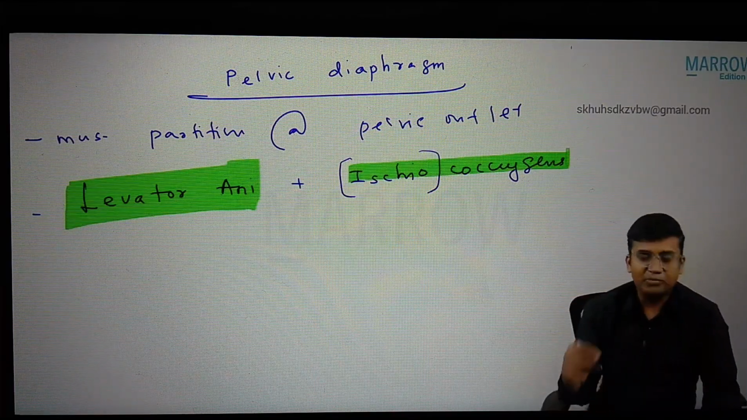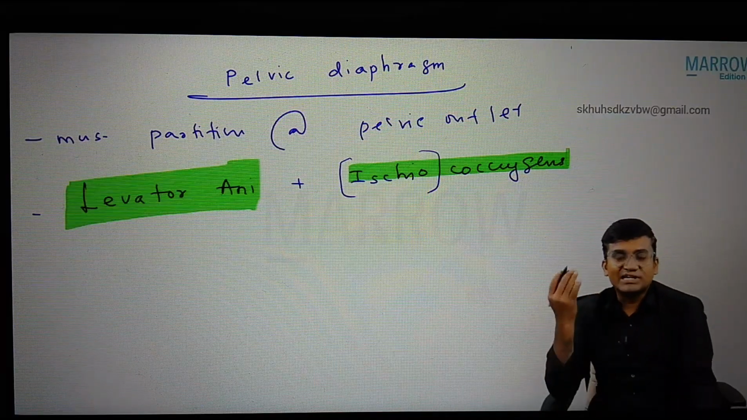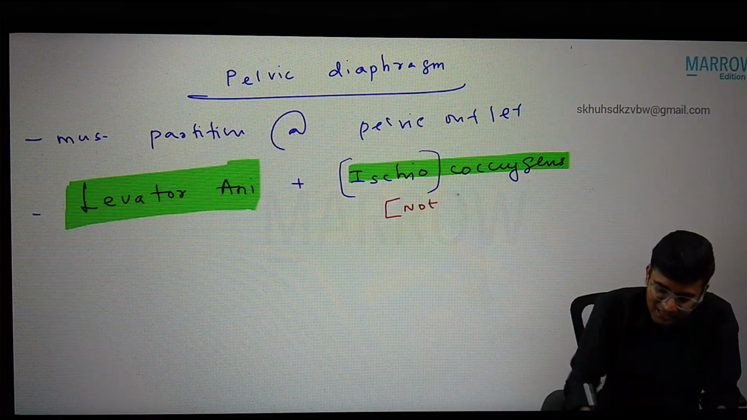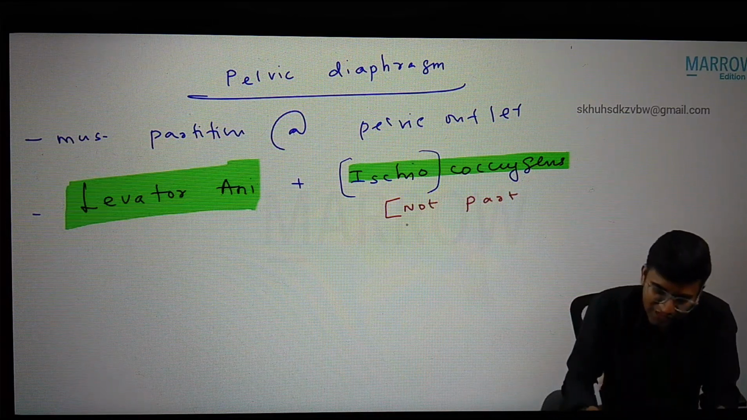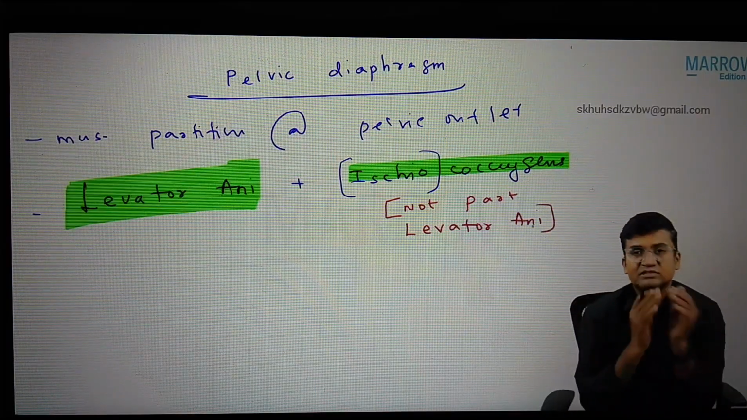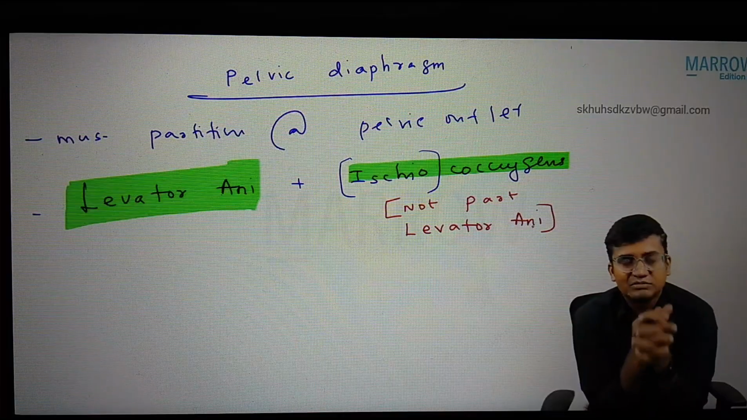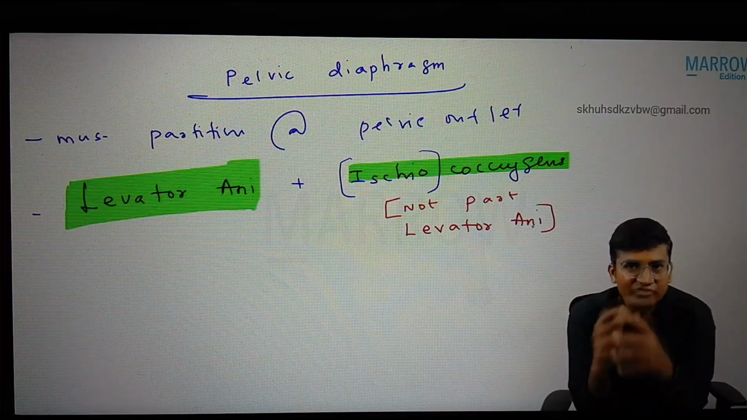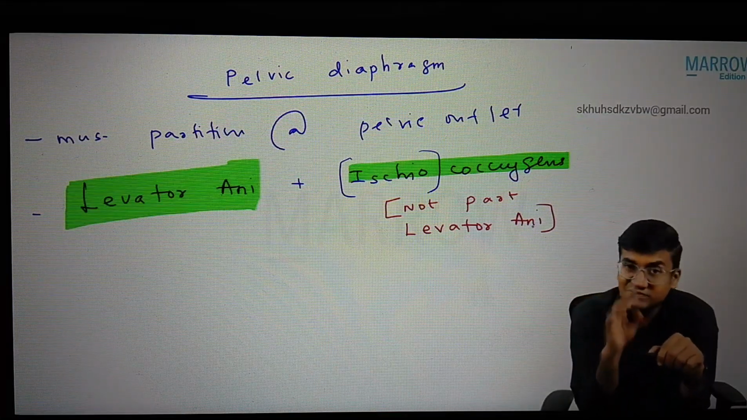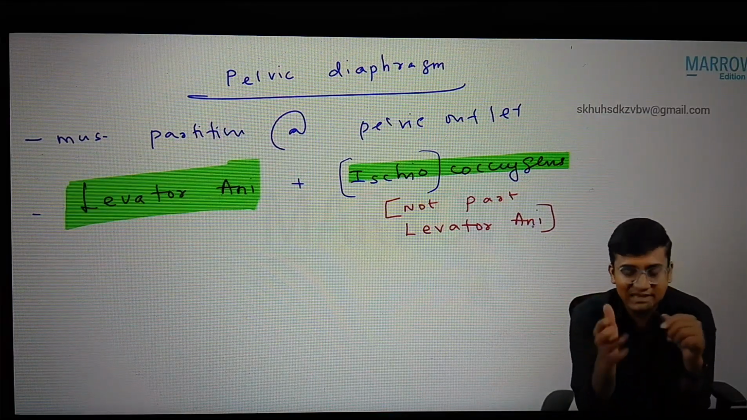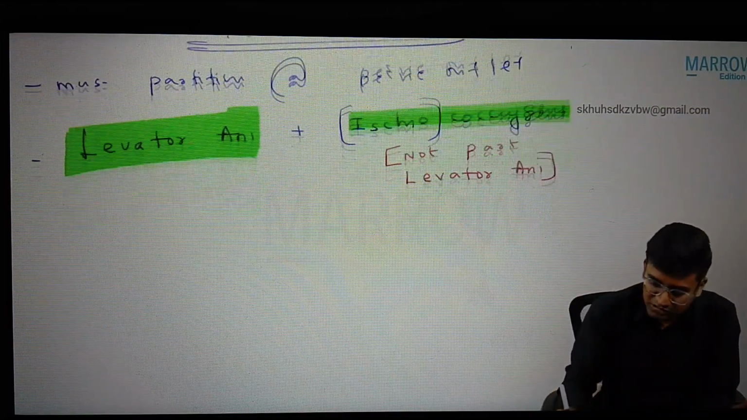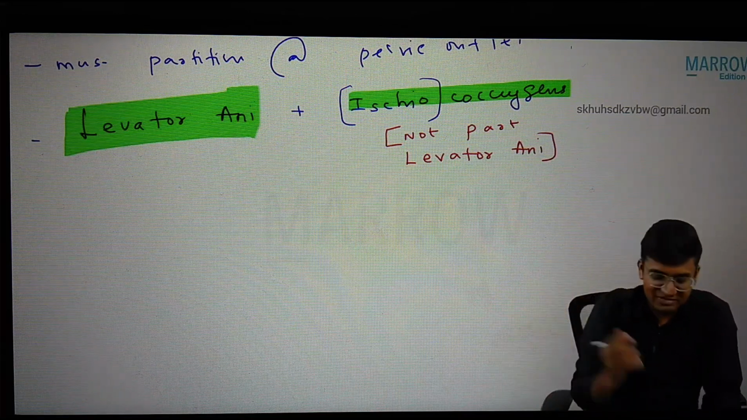The point is, the ischio-coccygeus is not a part of the levator ani. It is a separate muscle. Please remember that. Very often we get this question: all of the following are parts of the levator ani muscle except. Again, levator ani is a very important topic for the NEET PG exam. In AIIMS and NEET PG exams, we repeatedly get questions from this area. So, the ischio-coccygeus is not a part of the levator ani muscle.